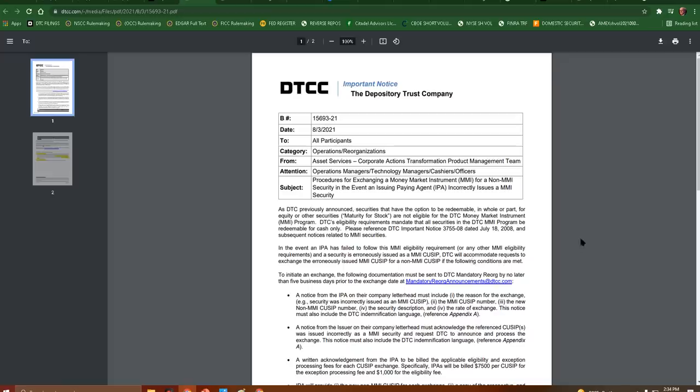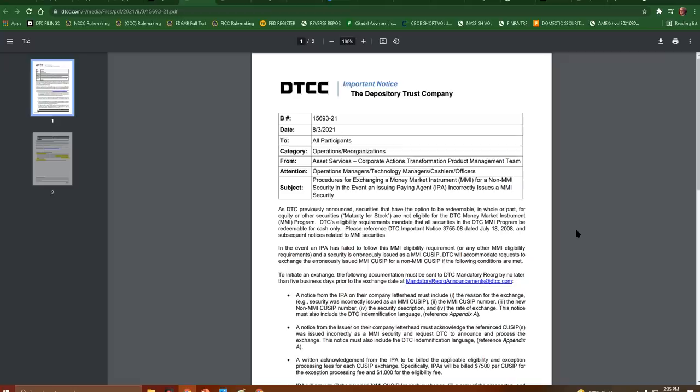The text here says, as DTC previously announced, securities that have the option to be redeemable in whole or part for equity or other securities, maturity for stock, are not eligible for the DTC money market instrument program. DTC's eligibility requirements mandate that all securities in the DTC MMI program be redeemable for cash only. Please reference DTC Important Notice 3755-08, dated July 18, 2008, and subsequent notices related to the MMI securities.